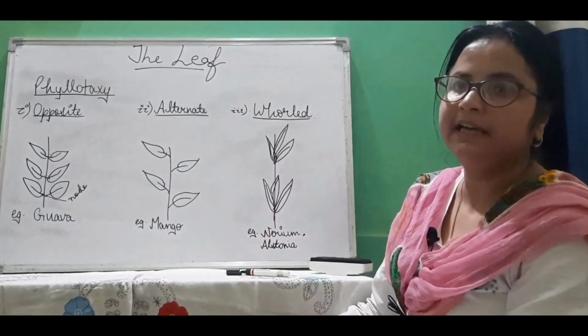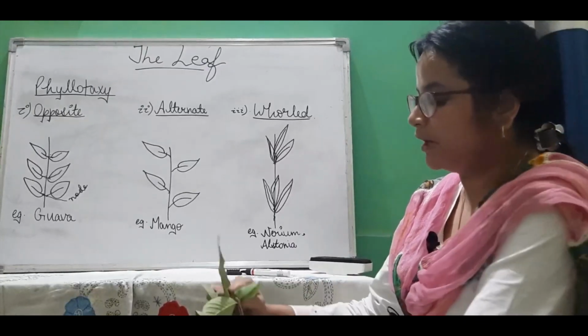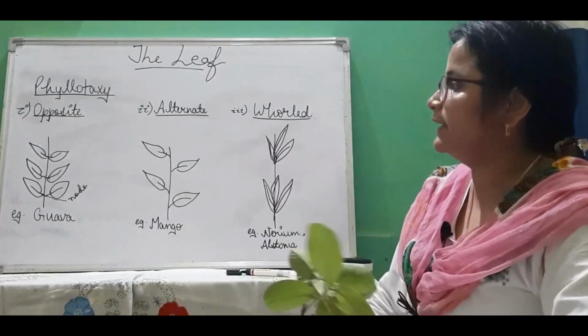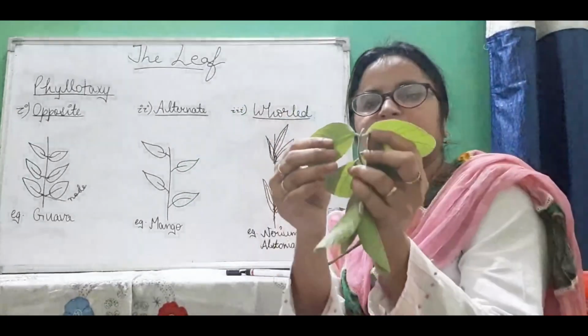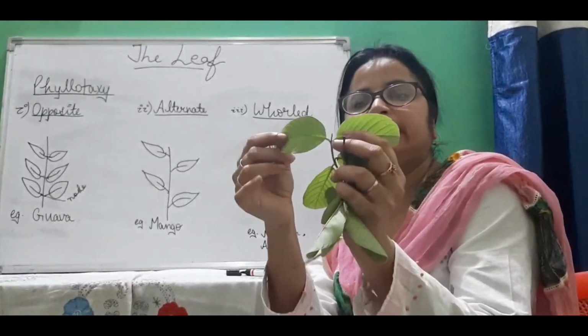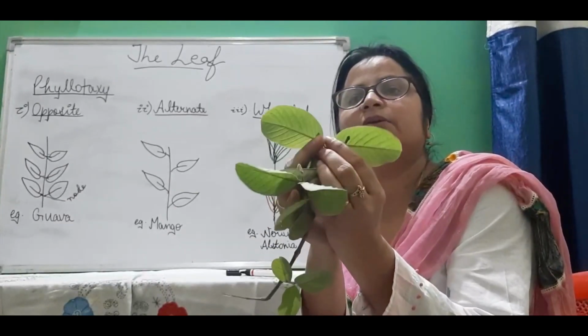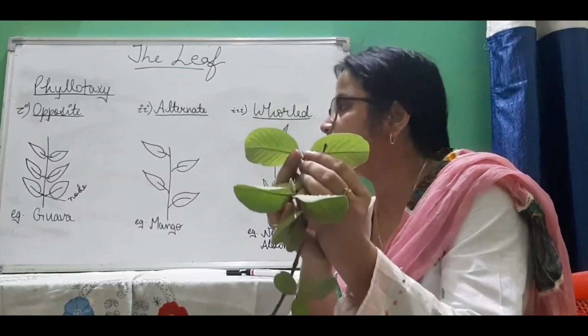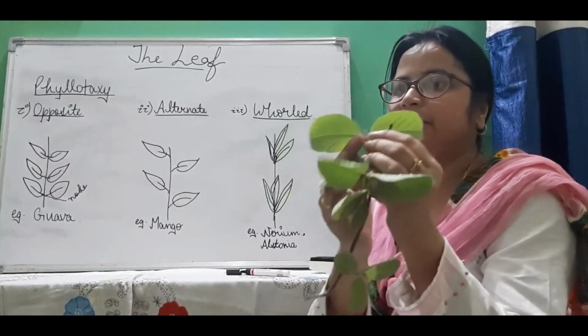Example is the guava leaf. You all have seen the guava plant. Leaves of the guava plant are arranged in the opposite manner to each other. So you can see two leaves are attached to a single node and facing opposite to each other. This type of arrangement of leaves is known as opposite phyllotaxy.